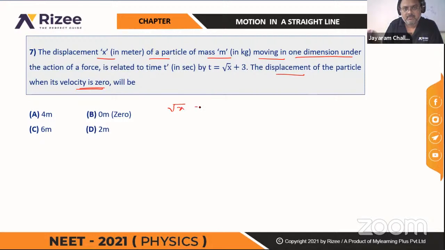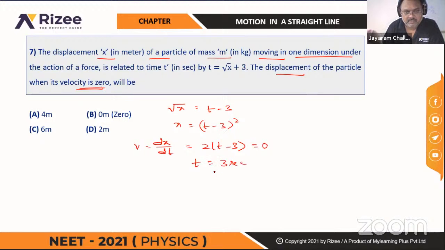So this can be written as root x is equal to t minus 3, or x is equal to t minus 3 whole square. Now if I differentiate this, that is dx by dt, we will be getting the velocity, and that velocity is equal to 2 into t minus 3, but it has to become 0, he has mentioned. So when it becomes 0, t is equal to 3 seconds. What is the displacement at that particular instant? Substitute in the relation t minus 3 whole square, t value 3, it is 0 meters. So this is our option B.